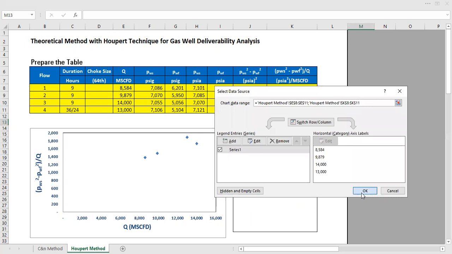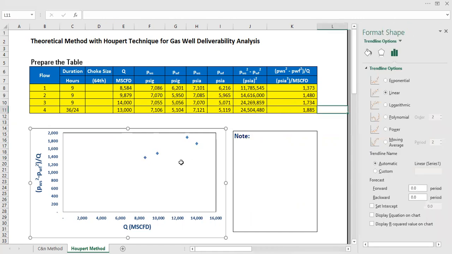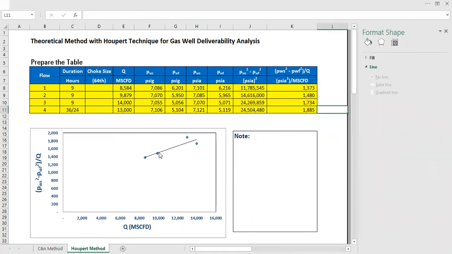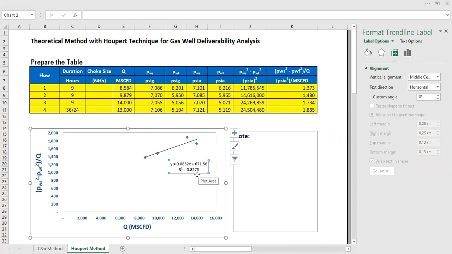So you get that one. And you can touch these dots and right click and add trend line. Wait, this one, trend line, and then display equation on chart, display R squared. And we get the R squared of 0.8273, which is quite good for our trend lining.